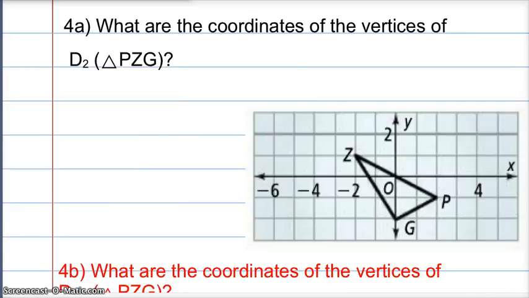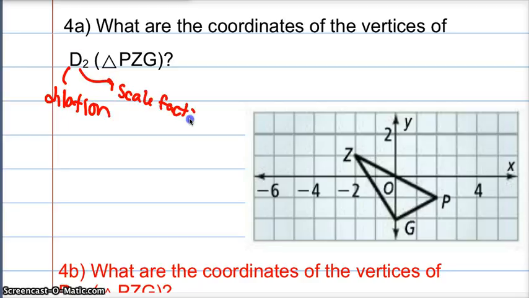And lastly, for 4A and B, it asks for what are the coordinates of the vertices of capital D stands for dilation, 2 is the scale factor, so that means it's all being blown up by a scale factor of 2. So it's asking what are the coordinates of the vertices of triangle PGZ after a dilation with a scale factor of 2. We'll try point P is over here at 2, -1. This is 0, -2, and this one is -2, +1.